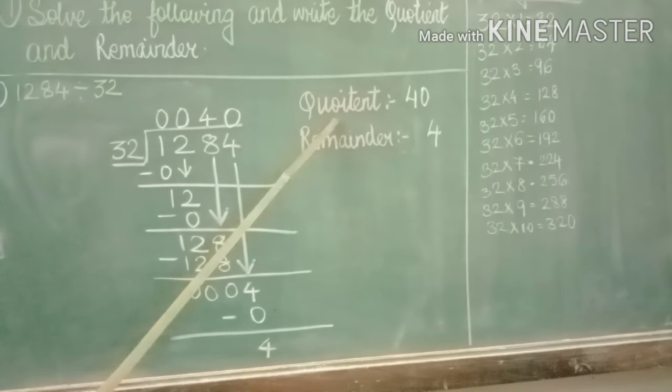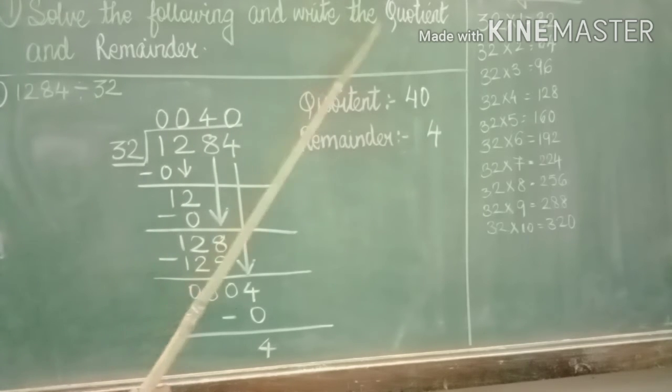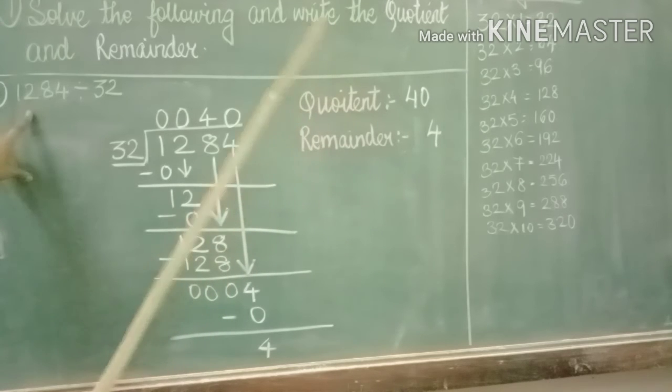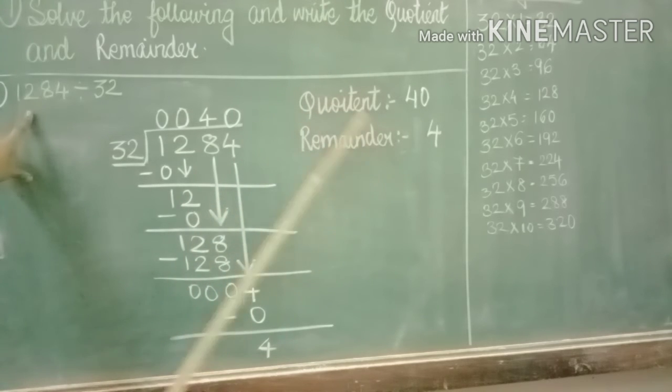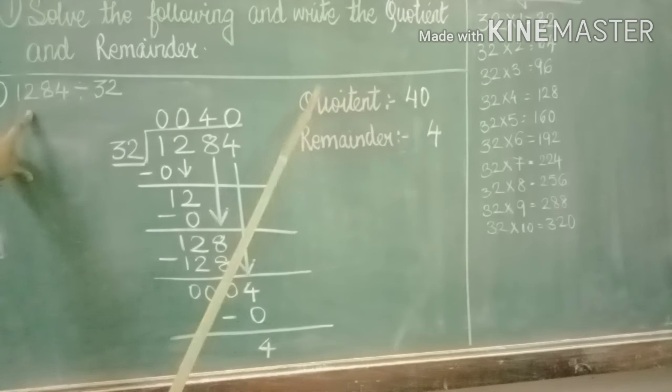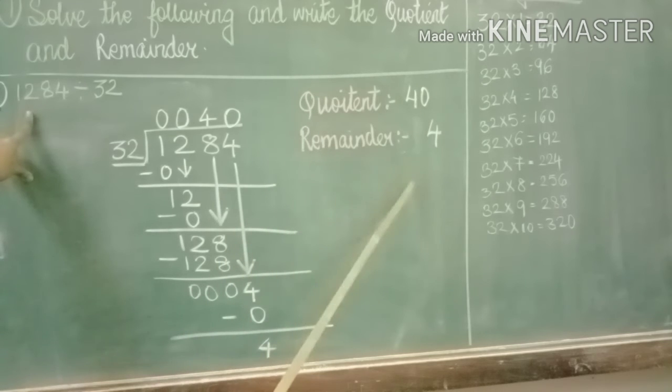So you will be writing, because they have asked in the question, solve the following and write the quotient. So we got the answer of 1284 divided by 32. The quotient is 40. And what is the remainder? Remainder is 4. So I have written quotient 40, remainder 4. I hope you have understood.